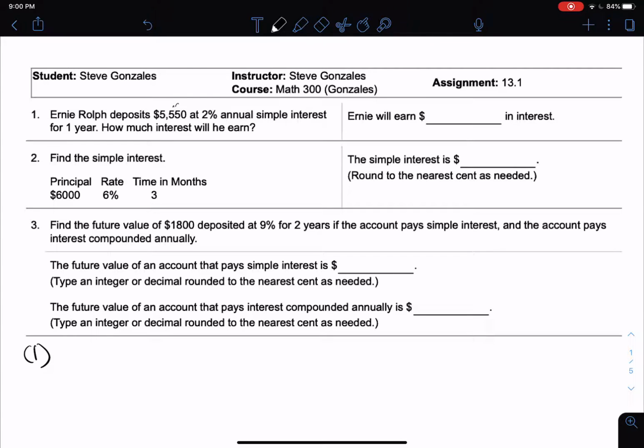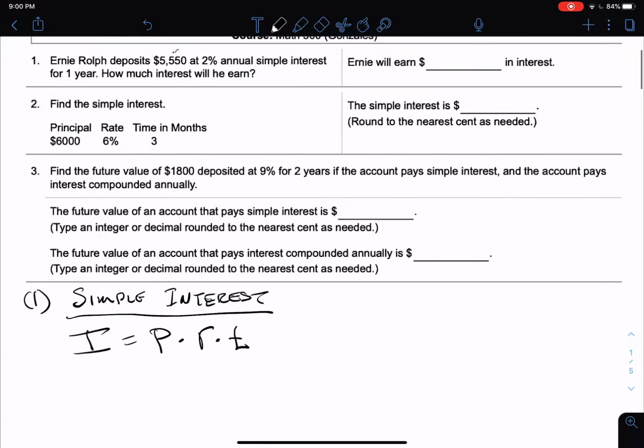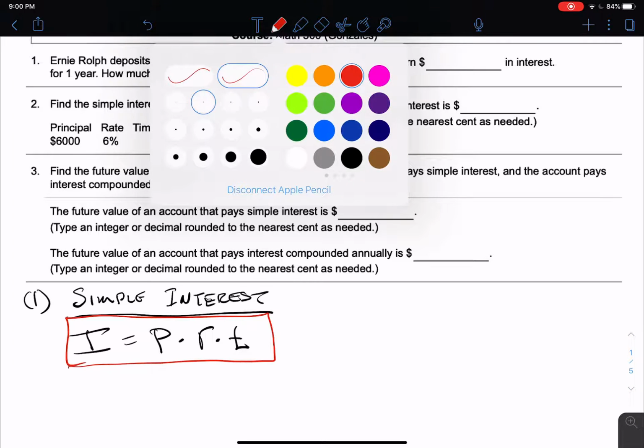Number one, and that would be interest. This is simple interest, by the way. Maybe I should write that down. Okay, so simple interest is just going to be: interest is equal to the principal, which is your starting amount, times the rate, the annual interest rate, times t, time. So we'll go ahead and put a little red box around that so you can refer back to that.